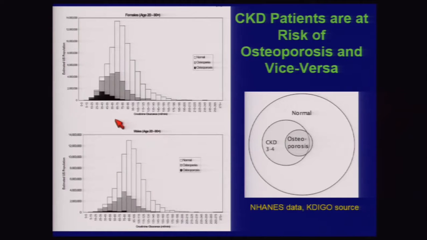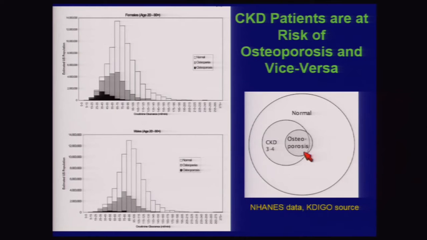These are older data from about 15 years ago from NHANES. And what they show in this histogram are that patients with osteoporosis, women on top, men on bottom, the patients with osteoporosis are here in black, osteopenia in gray, and patients with normal bone mineral density are in white. And GFR, or here it's creatinine clearance, is on the bottom. And what you can see is that the burden of osteoporosis is occurring in our patients with renal failure.